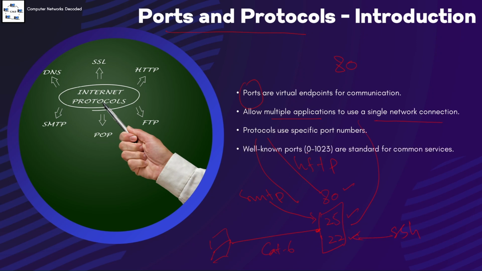And well-known ports, the range from 0 to 1023, are standard for common services. So these ports that range from 0 to 1023 are known as well-known ports, and they are used by popular standard services or protocols such as ports 80, 25, 22, 23 for Telnet, and 21 for FTP. We will study these well-known ports and their services in detail.